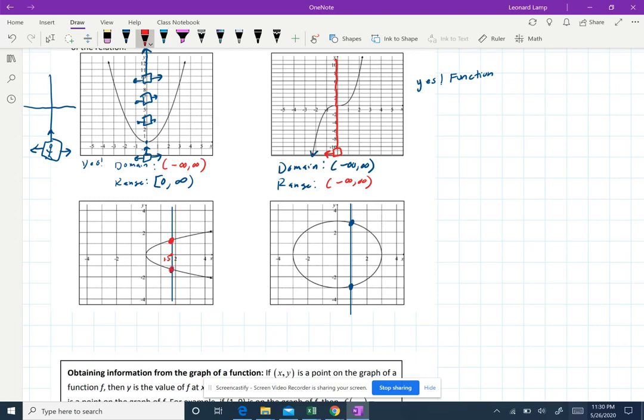Same thing is happening here. When I plug in 1, I'm getting this y value and that y value. So this one x value is corresponding to 2 different y values. That's a no-no for functions. That's why the vertical line is testing whether or not a graph is a function. It's testing to see, for every x, is there exactly one y value.